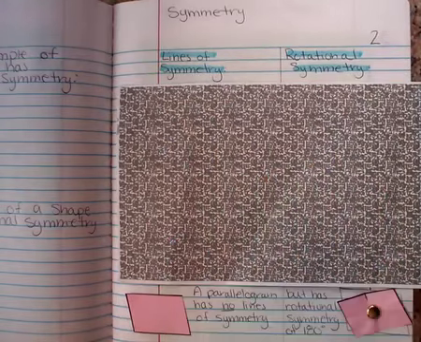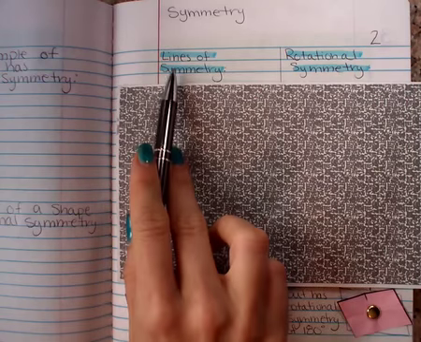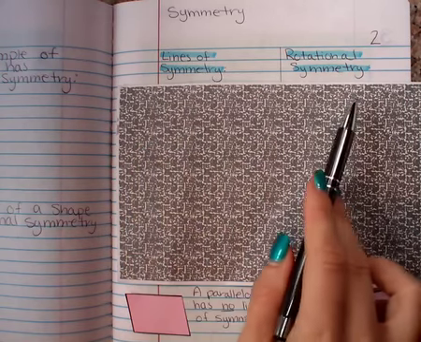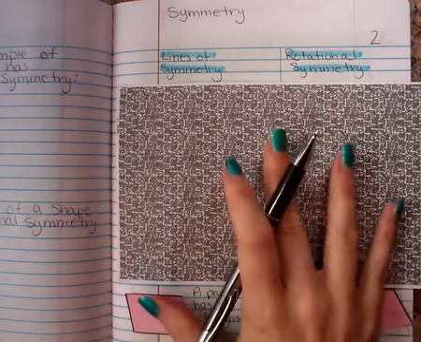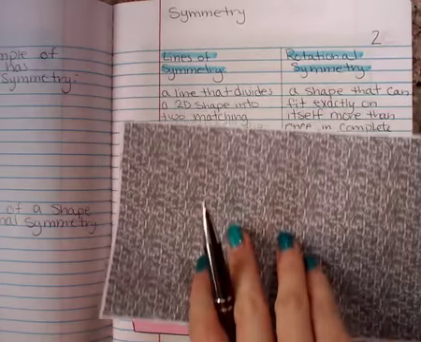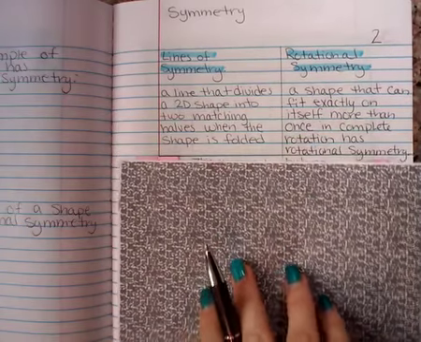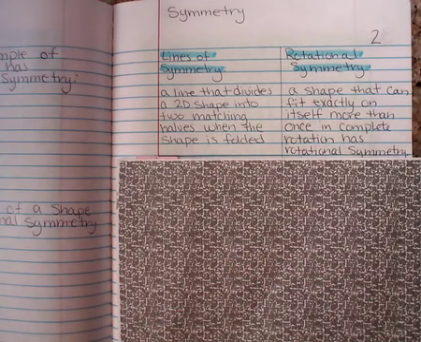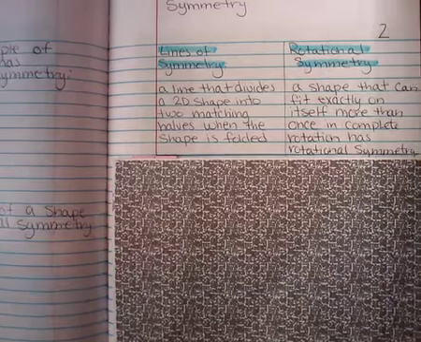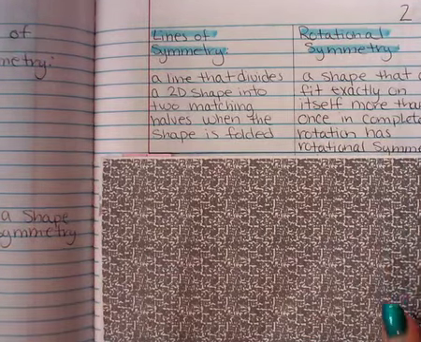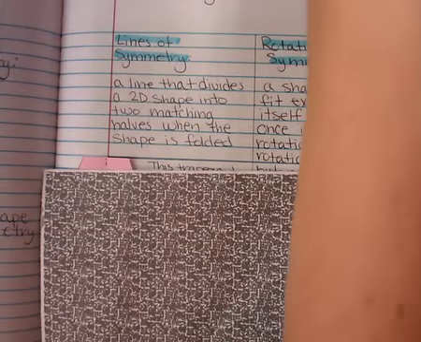So we know that there are two different kinds of symmetry: lines of symmetry and rotational symmetry. Remember that anytime during the video today, you can pause the video and copy the notes and then start the video again if I get ahead of you. Let's zoom in a little bit here for us to see exactly what's going on.